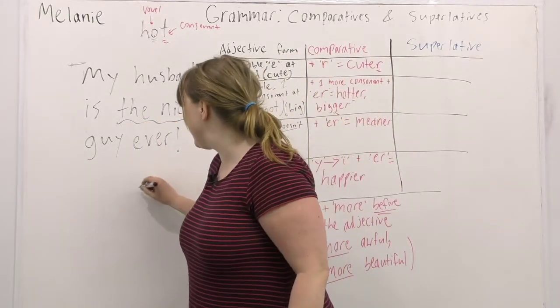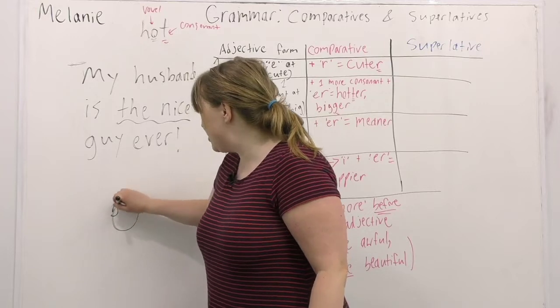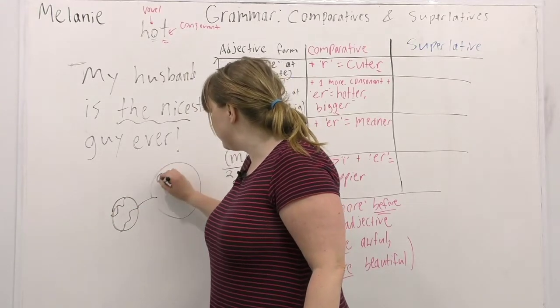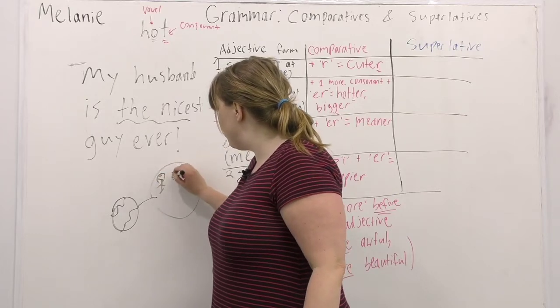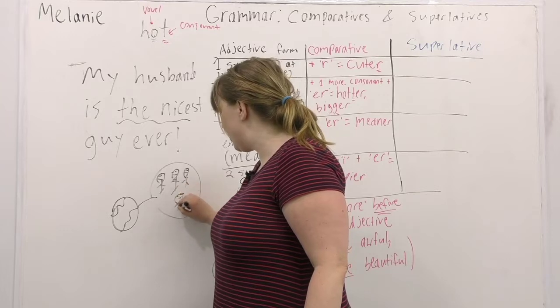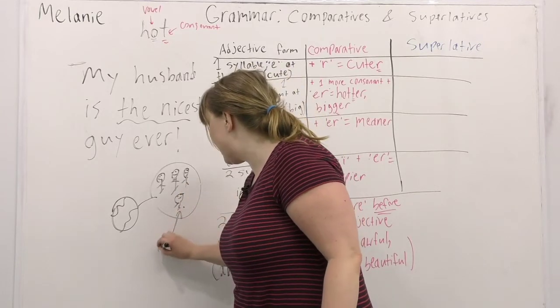So, think about it like, okay, here's the earth. And, you know, on the earth, there's like many people. So many people. You can't count them. Let's say this is my husband.